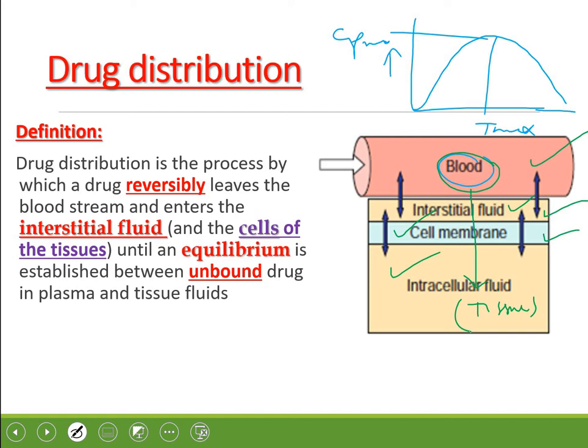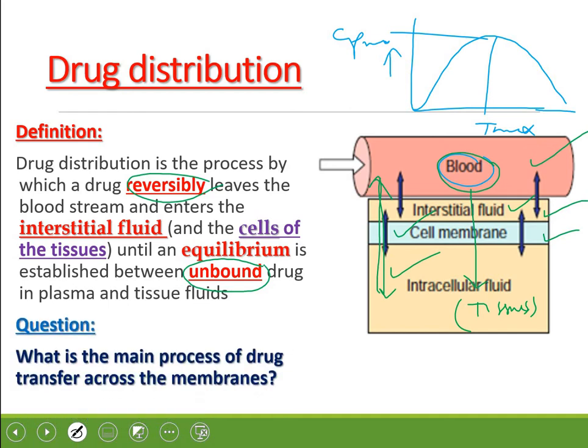So drug distribution is the process by which the drug reversibly leaves the blood. Reversibly means that it goes from blood to tissues, and from tissue it goes back to blood again. It enters the interstitial fluid and the cells of the tissue until equilibrium is established between the unbound drug and the plasma. Remember, this is a technical point: unbound drug means free drug. That is very important, and it is the free drug that produces the pharmacological response.